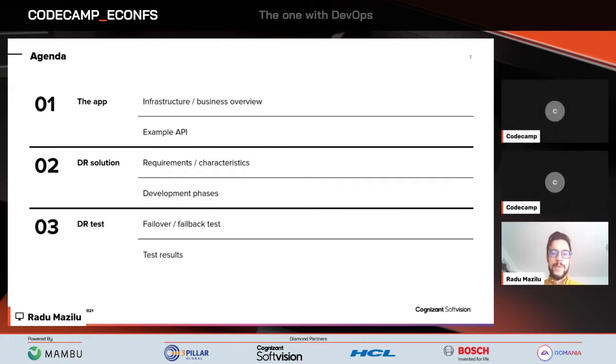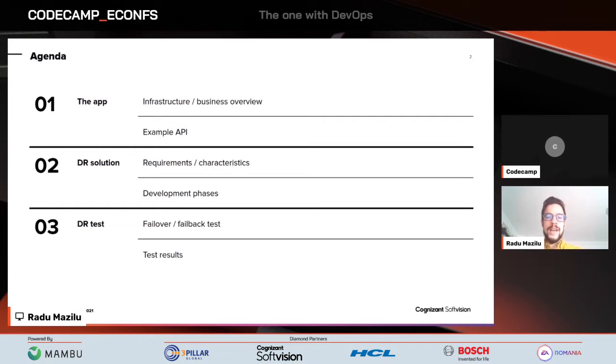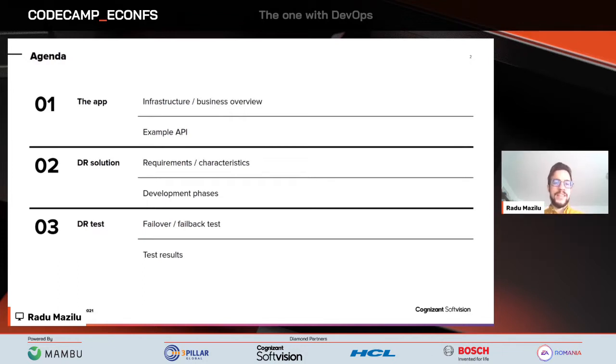I am Radu Mazilu. I'm a senior DevOps engineer at Cognizant Softvision, which means that I play around with a lot of different technologies. I break and I fix things, and I really enjoy cloud environments and having them written in code because I don't like to repeat myself.